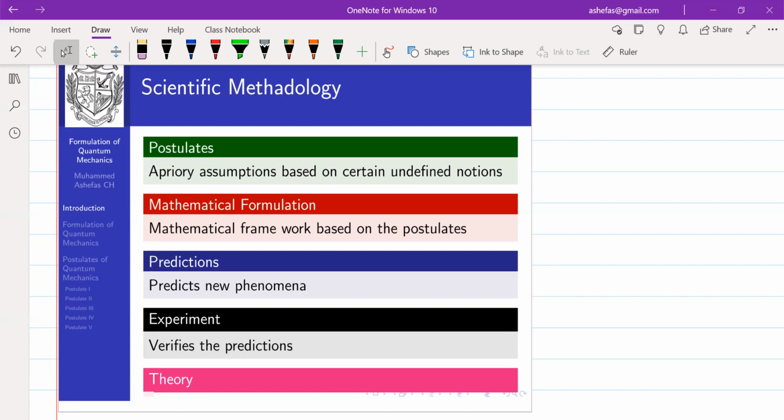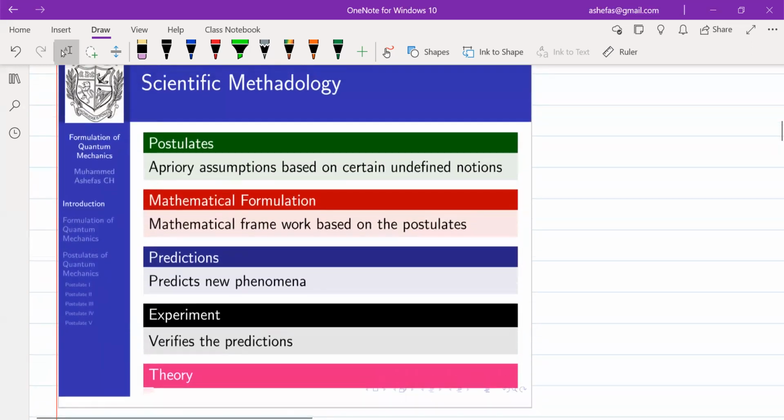Okay, so either we'll predict new phenomena or we'll explain certain unexplained phenomena. That is also a way of the scientific methodology. So this gives a brief idea about how a scientific method has to be followed, or how a scientist has to follow it to build up a new theory. Now, if your experiment did not verify the predictions, then you have to rework on your postulates. Or if your mathematical formulation could not explain the present phenomena, then again you have to rework on the postulates. Then these steps will repeat.